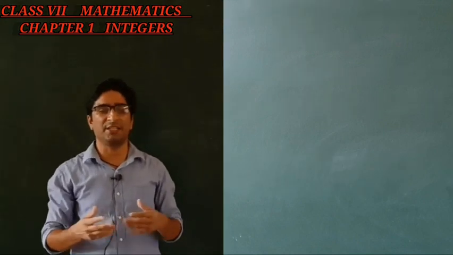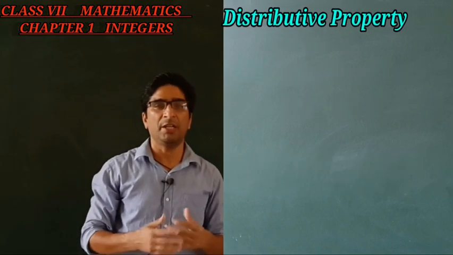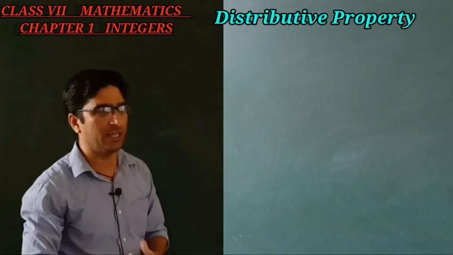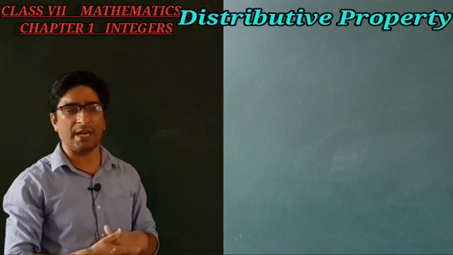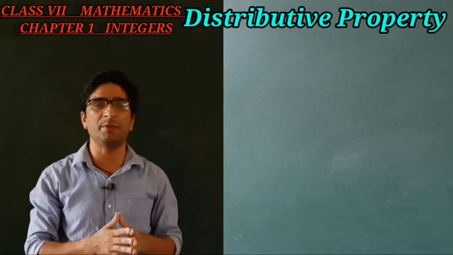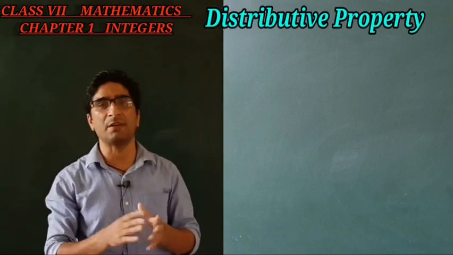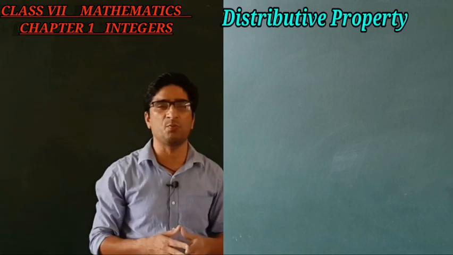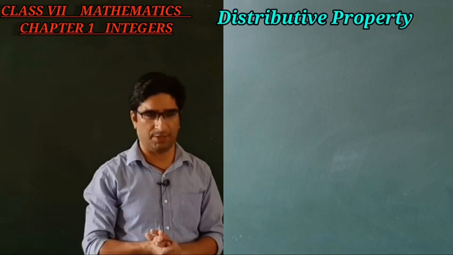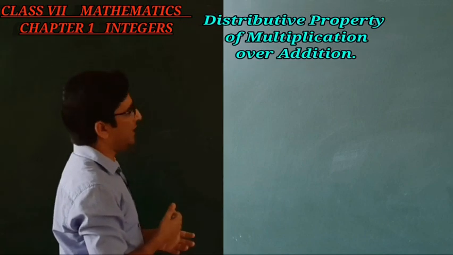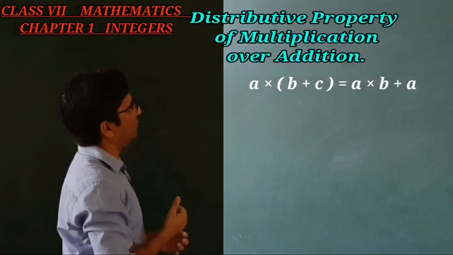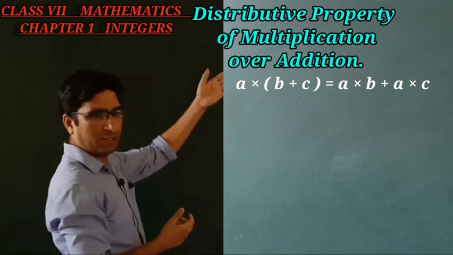So the next property is distributive property. My dear, we have two types of distributive properties here to discuss. One is distributive property of multiplication over addition, and another one is distributive property of multiplication over subtraction. We are going to understand these two properties for integers. Now, according to distributive property of multiplication over addition, A into (B plus C) is equal to A into B plus A into C, which is given.